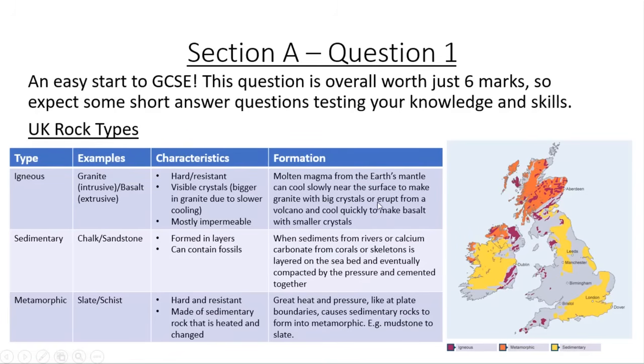The formation, again, you could just summarise in a sentence really, but igneous rocks are formed from molten magma from the Earth's mantle or volcanic activity. Sedimentary rock is formed from, unsurprisingly, sediments from rivers or from the skeletons of coral reefs or fish that are layered on the seabed and eventually get compacted and cemented together. And metamorphic rock are just when sedimentary rocks have been heated and put under great pressure in the Earth's mantle.